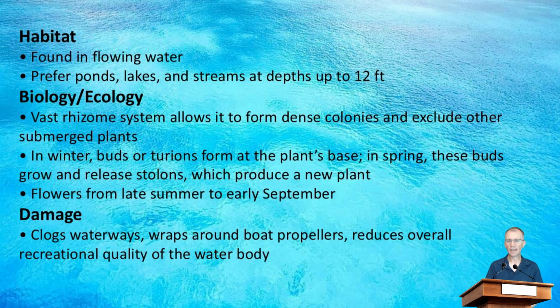Biology and ecology: vast rhizome system allows it to form dense colonies and exclude other submerged plants. In winter, buds or turions form at the plant's base. In spring, these buds grow and release stolons, which produce a new plant. Flowers from late summer to early September. Damage: clogs waterways, wraps around boat propellers, reduces overall recreational quality of the water body.